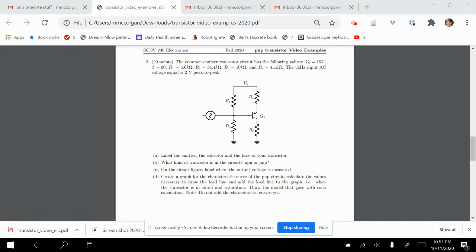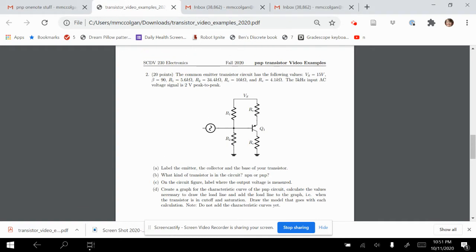There's a 5 kilohertz AC input signal that has an AC voltage amplitude of 2 volts peak to peak. And 2 volts peak to peak is actually a 1 volt amplitude. So it has a 1 volt amplitude. I'll show you what 2 volts peak to peak means once we get there.